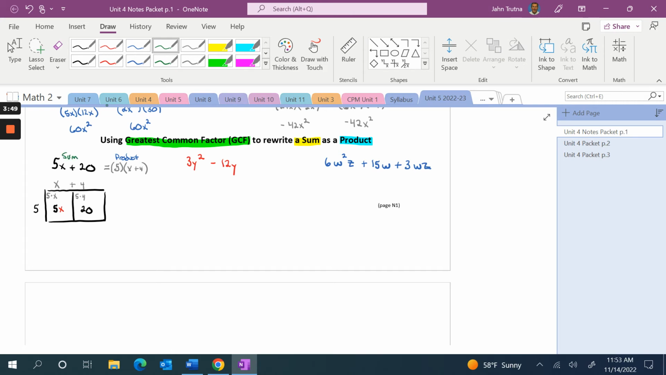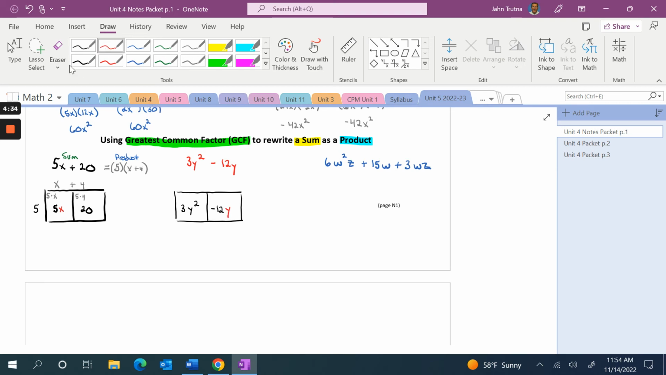Okay, 3y squared minus 12y. Moving on, we are going to use the greatest common factor to rewrite that as a product. Because there are 2 terms, we're going to divide my area model into 2 pieces. I'm going to have my first rectangle with a 3 and a y squared. And then in my second rectangle, I'm going to have a 12 and a y. Actually, I'm going to make that 12 a negative 12. So I'm going to have a negative 12 along with a y.